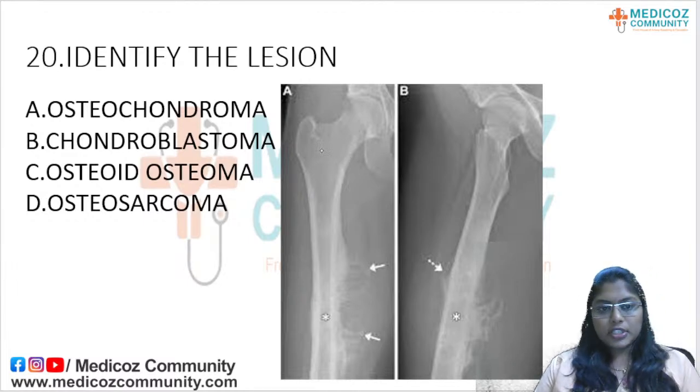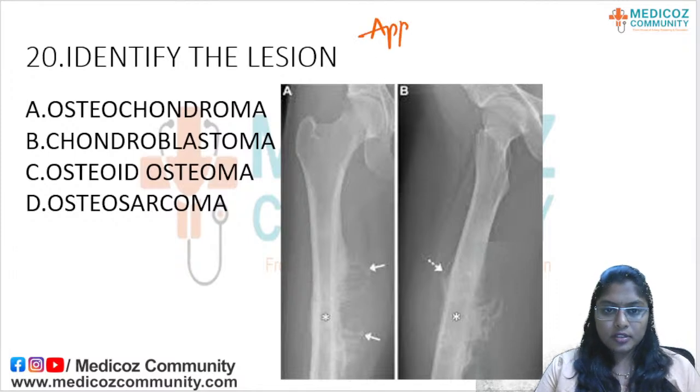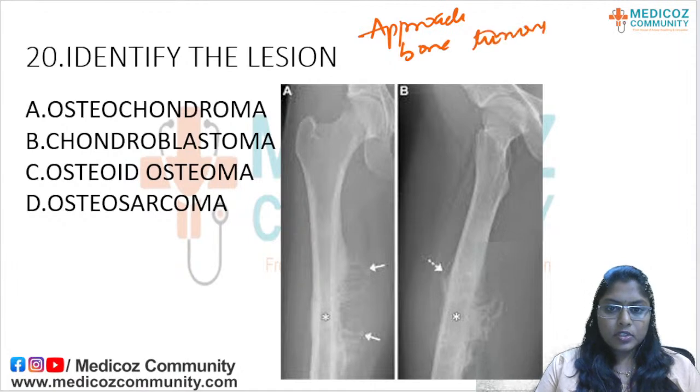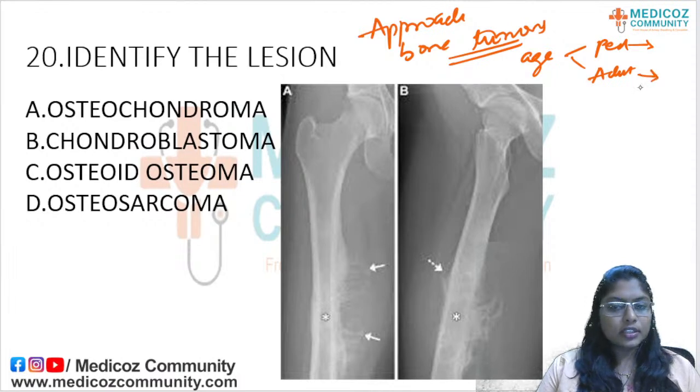Okay, first of all, the approach to bone tumors. You're supposed to look at the age of the patient, if it is a pediatric age group or an adult age group. If it is a pediatric age group, the conditions are different. If it is adult, the conditions are different again. So, osteochondroma, chondroblastoma, osteoid osteoma, and osteosarcoma. The next thing we have to look at is whether it is benign or malignant. So here let us identify, this is a benign condition.